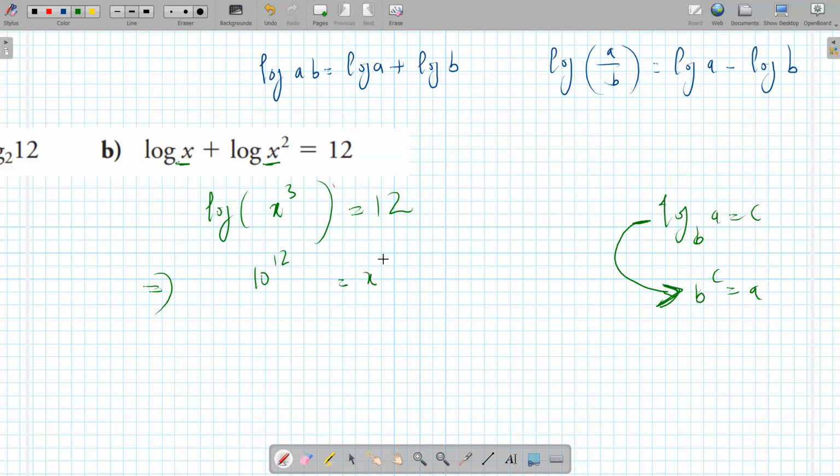Yes. Now you cube root both sides. This is the index. Remember, it goes in the denominator when you bring it inside, like that. So x is going to become 10 power 4, which is 1 with 4 zeros. So that's 10,000. And that's it.